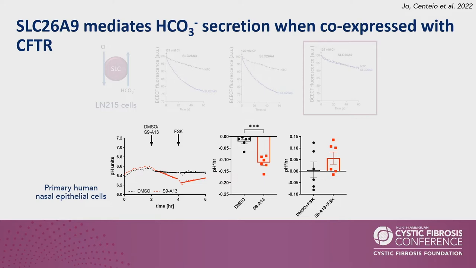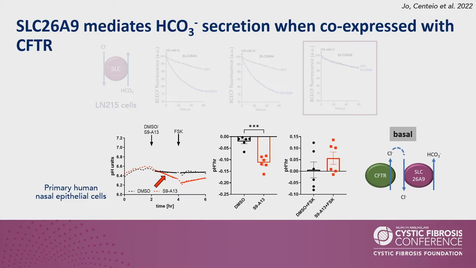However, when we assessed the ASL pH in primary human nasal epithelial cultures, the same that we used before for the Ussing experiments, we observed that incubating them with the S9A13 inhibitor, the red line, resulted in an overtime acidification of the ASL. And we were thinking that this might show that SLC26A9 is in fact secreting bicarbonate in these cells. And this might be mediated via a recycling of the CFTR-secreted chloride, which has been demonstrated or proposed for CFTR and other members of the SLC26 family in different tissues.